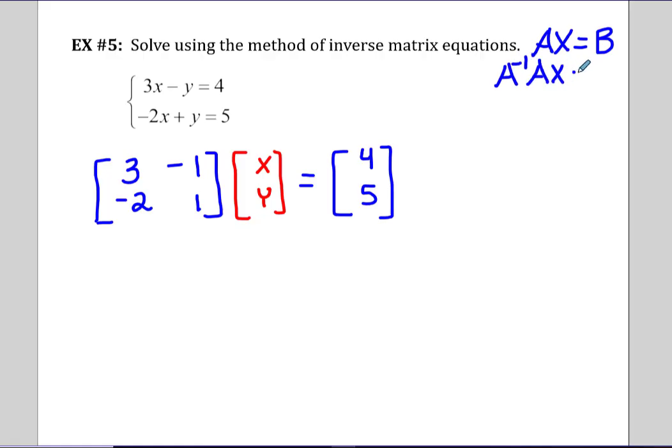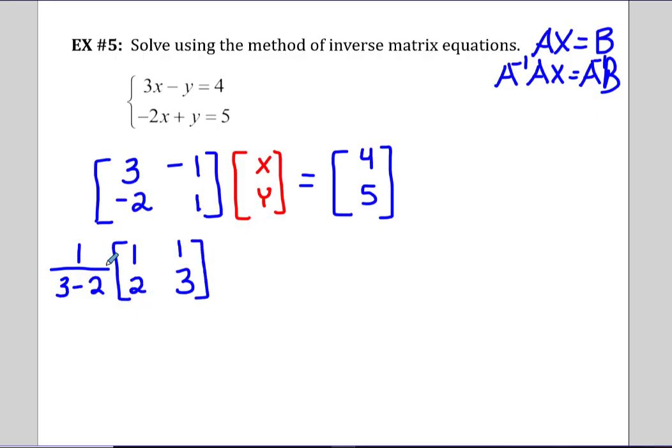Okay, so I want to find the inverse, because the procedure said I want to multiply left and right by the inverse of matrix A. So the inverse of matrix A was 1 over the determinant, so that's 3 times 1 minus -2 times 1. Interchange the D and the A, change the sign on B and change the sign on C. So we're looking for the inverse matrix.